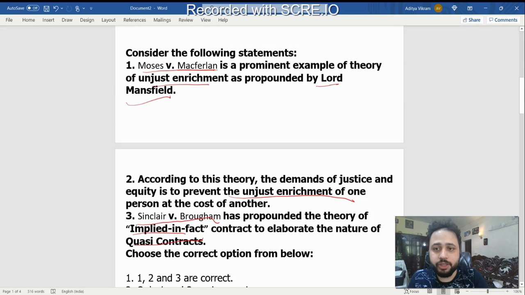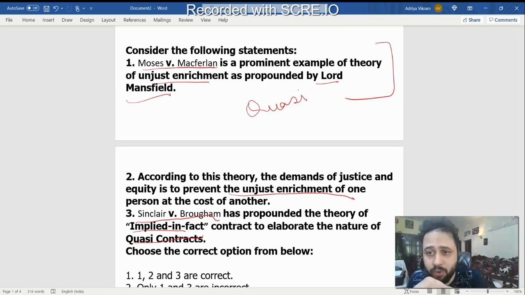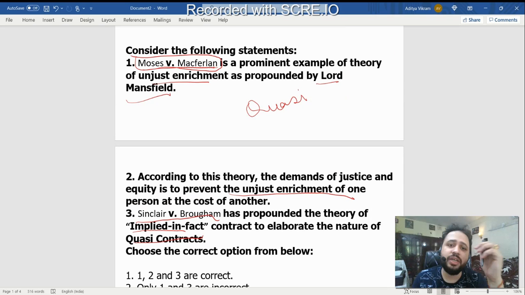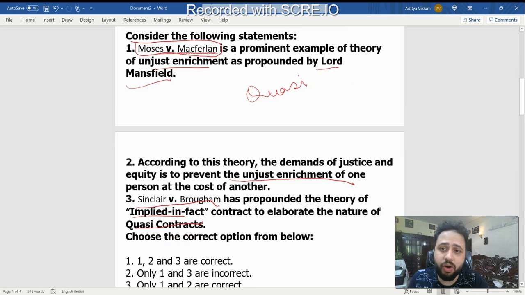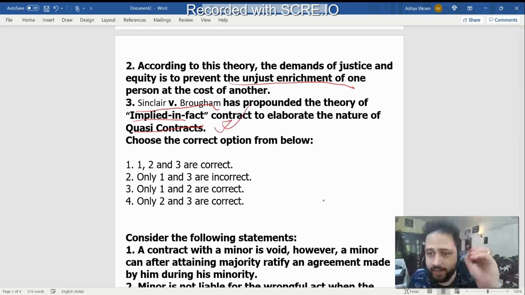देखिए जो quasi contract का concept है, it is based on theory of unjust enrichment, which was first given in this case. That is why this case is very important. Moses versus McFarlane. It was a case somewhere in 1700s. Okay, in late 1700s, this case was decided, and it was the first case in which theory of unjust enrichment was propounded by Lord Mansfield. Okay, and in Sinclair versus Brougham, this theory was extended and elaborated, and it was related to the quasi contracts. Okay, so the right answer over here will be option 1. All the statements are right.